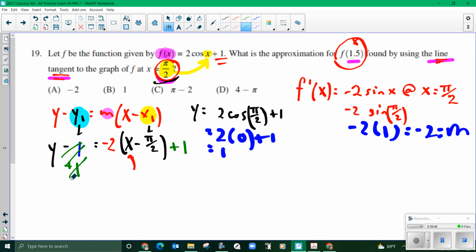So y equals negative 2 times x. They're asking me to use this line to approximate when x is 1.5. Minus pi over 2 plus 1. And that's what my y equals. All right, there we go.